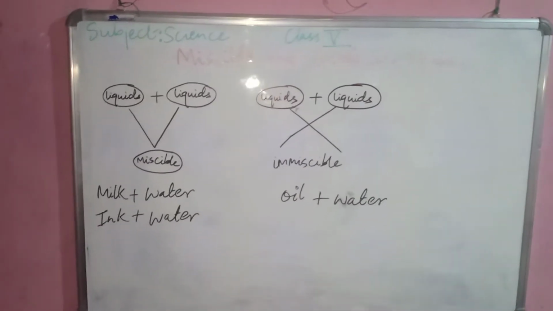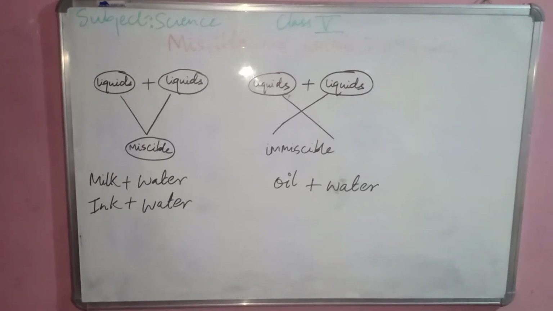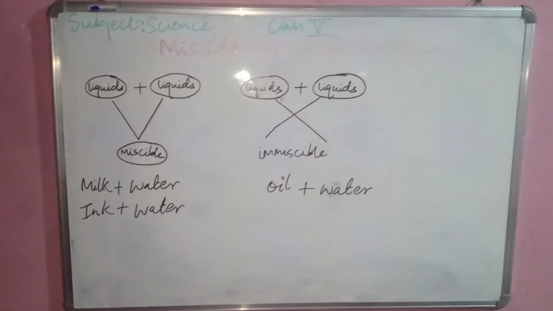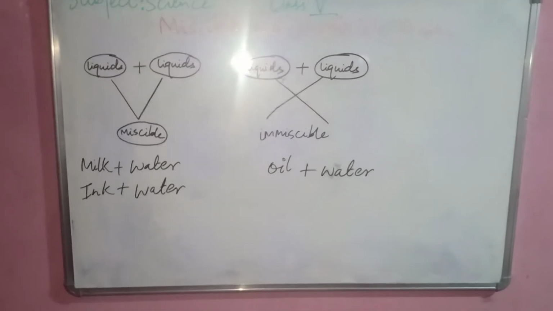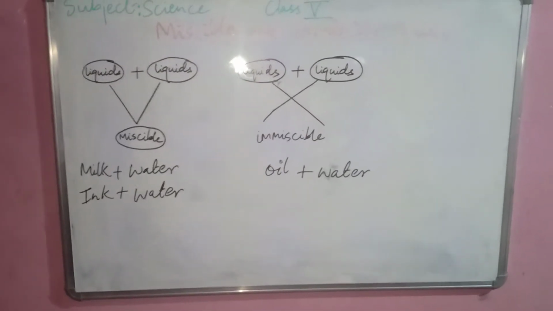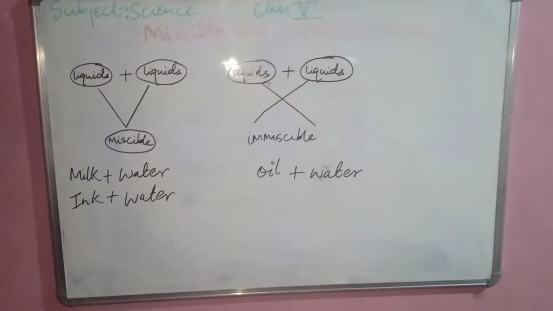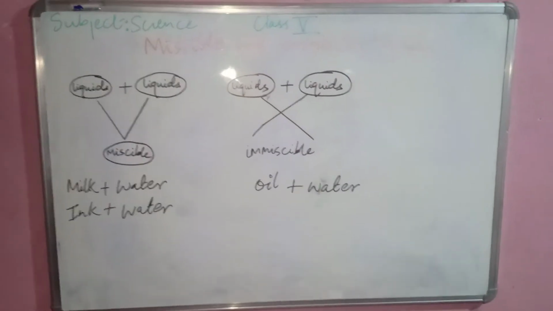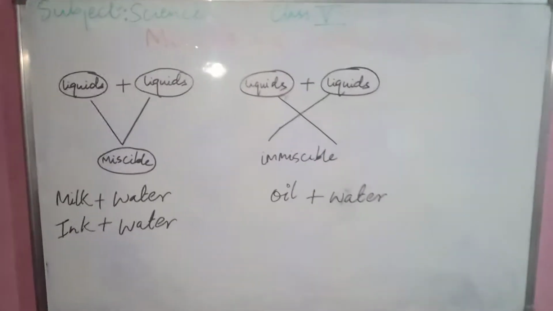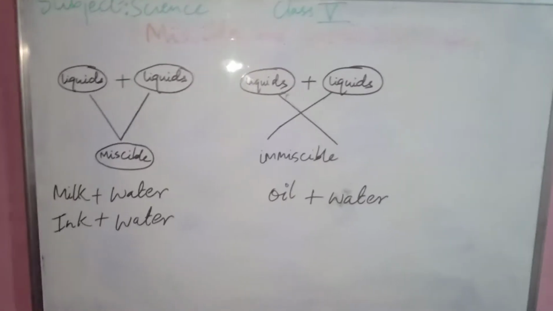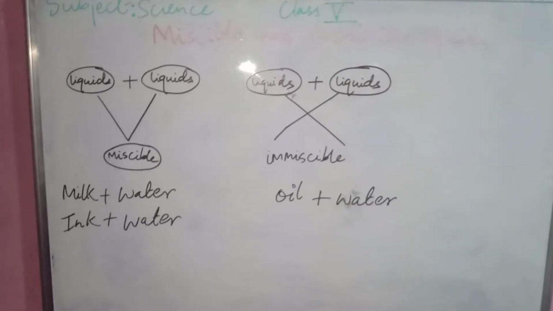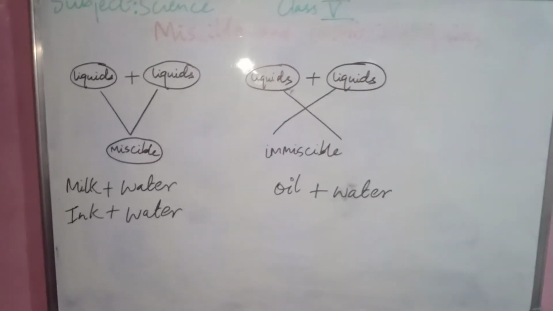And just vice versa of that, when two liquids mix together such that they do not dissolve completely in each other, they are called immiscible liquids. I think you have got the idea of what is miscible and what is immiscible. I have given some examples here also.